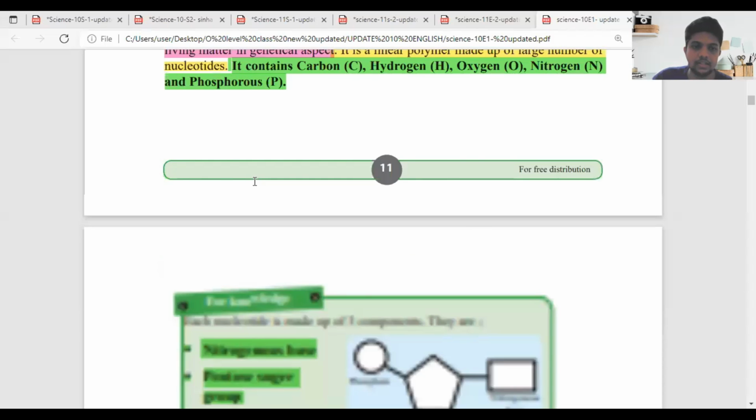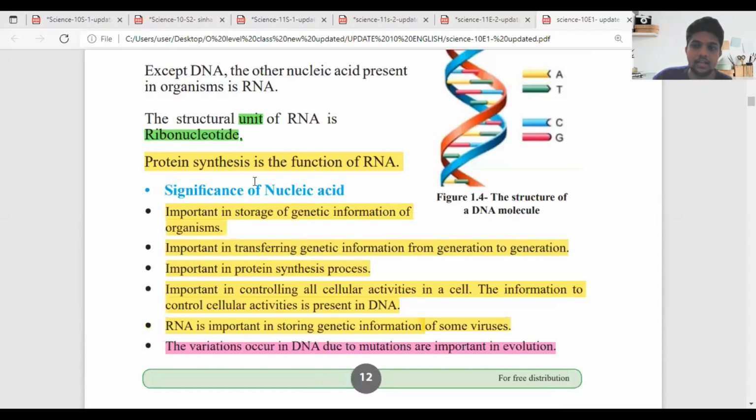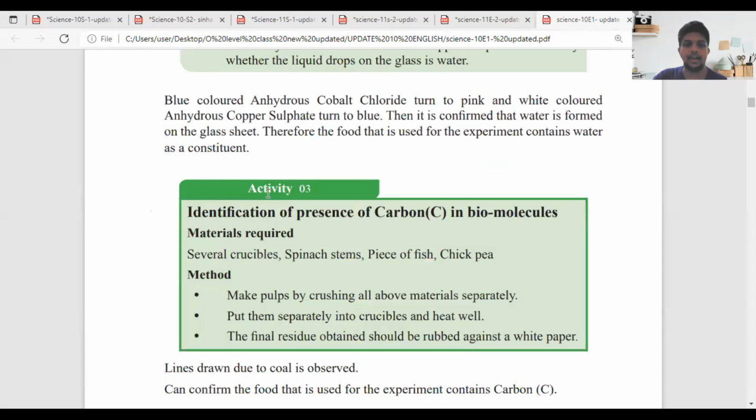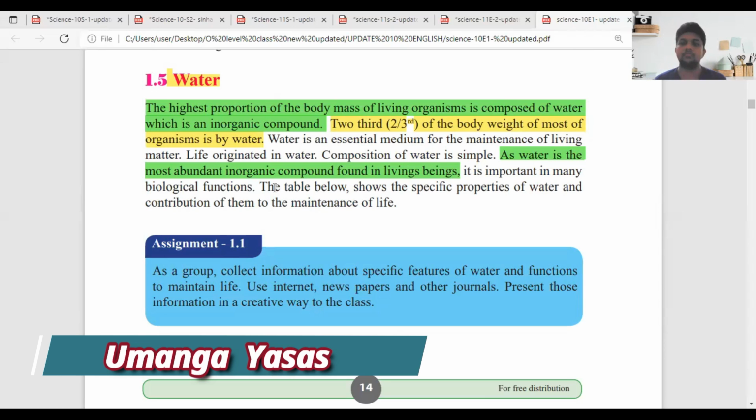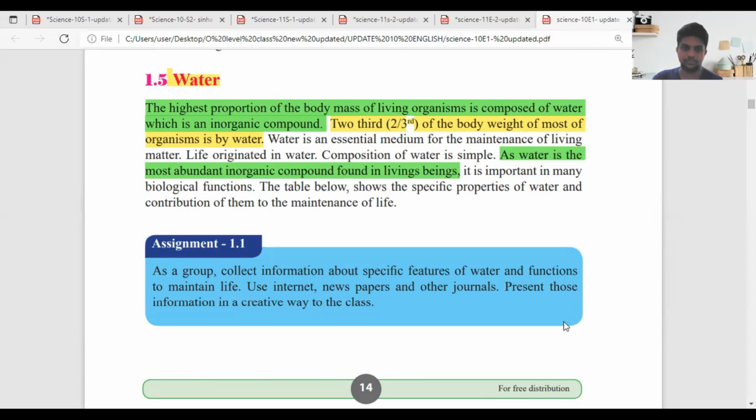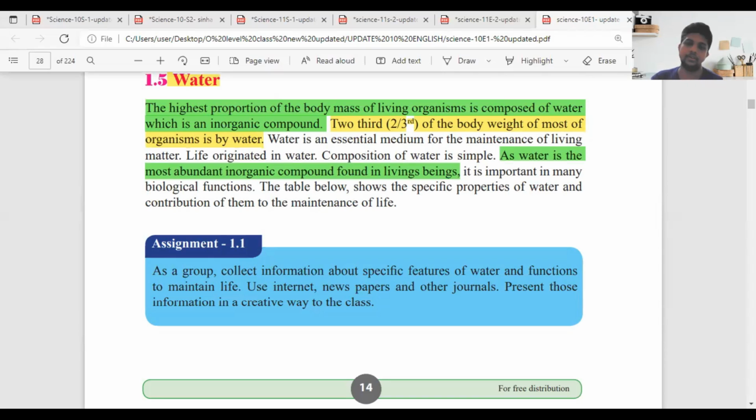Okay, so let's start from the point that we started last week. We completed the nucleic acids and their importance, and now we are in water. First of all, Daru, can you read about the water? Just read it by unmuting your mic. Let's see whether I can hear. If not, I will read it.